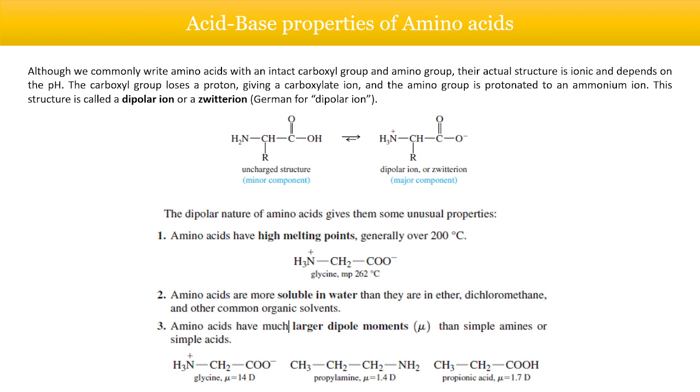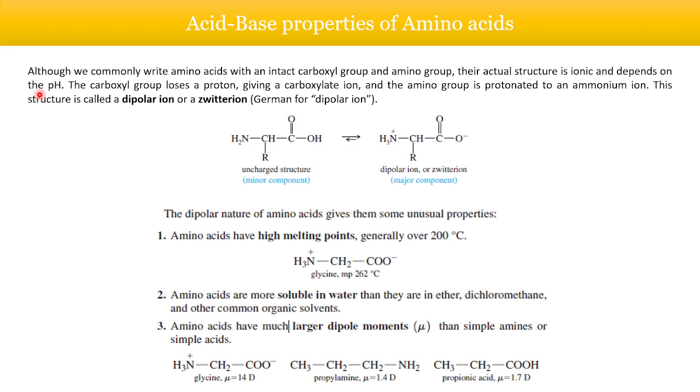Now, coming to the acid-base properties of amino acids. Although we write the amino acids with an intact carboxyl and an amino group, their actual structure is ionic and depends on the pH. Depending on the pH, there are a lot of groups that can take up hydrogen ions and give up hydrogen ions, and are involved in different acid-base reactions.